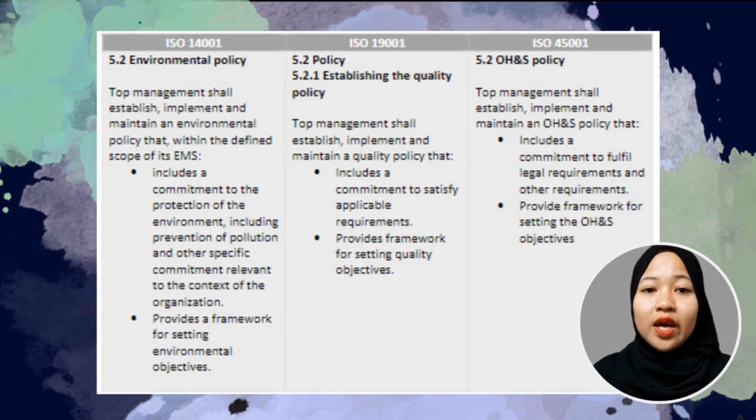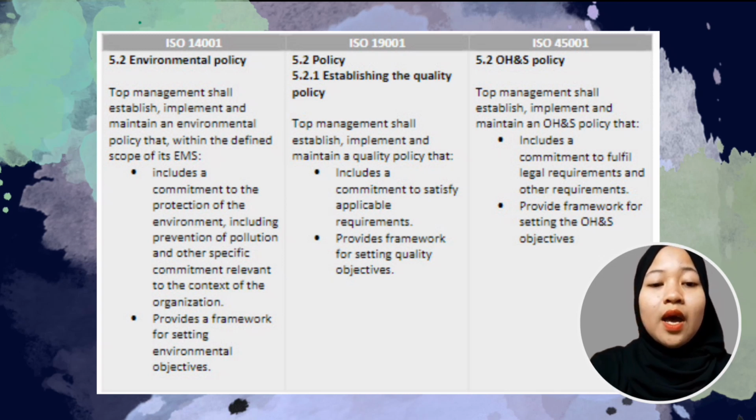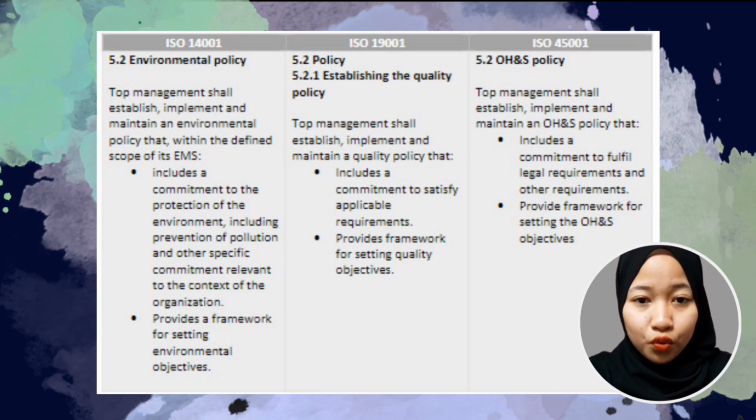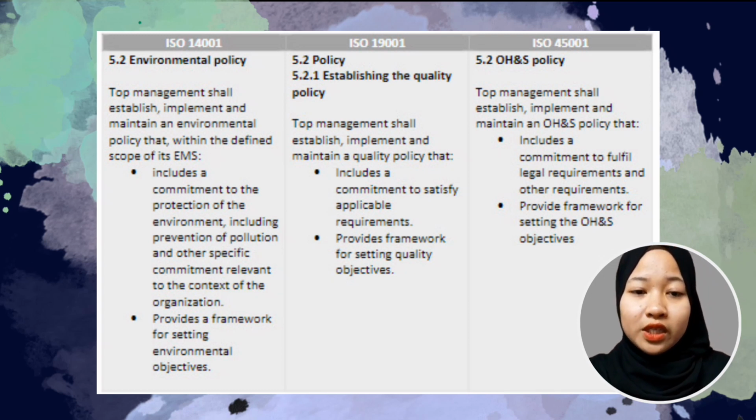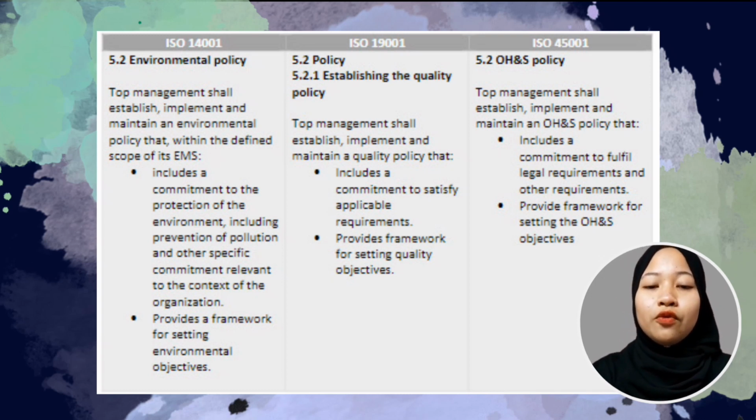For ISO 9001, under policy, it has 5.2.1, which is establishing the quality policy. Top management shall establish, implement and maintain a quality policy that includes a commitment to satisfy applicable requirements and provides a framework for setting quality objectives. And ISO 45001 has the OHS policy. Top management shall establish, implement and maintain an OHS policy that includes a commitment to fulfill legal requirements and other requirements and provides a framework for setting the OHS objectives.